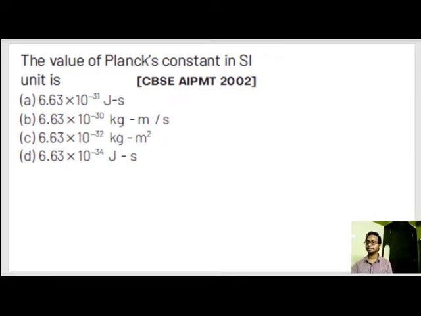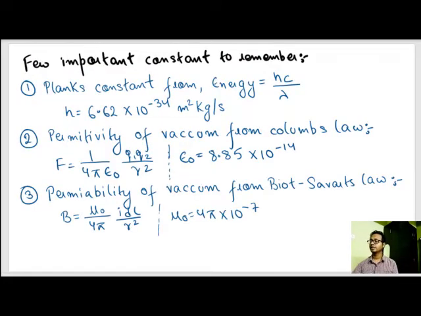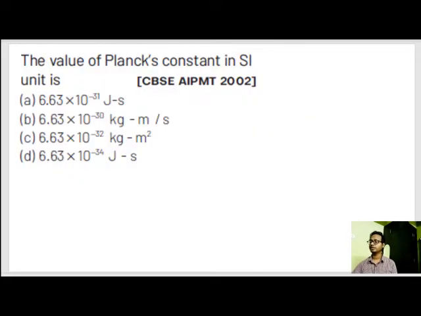Just now I said that Planck's constant is equal to 6.63 into 10 to the power minus 34. See, 6.62 into 10 to the power minus 34. So I know this is the correct option. But suppose in the examination hall, I have full faith in you that you are not going to study and appear in the examination hall. Therefore, let's apply some trickery.